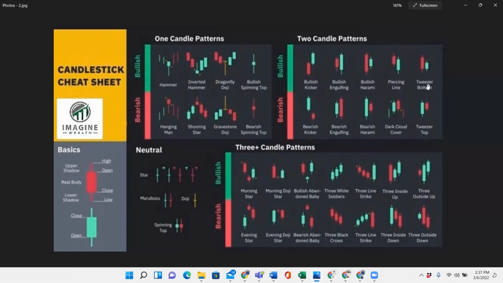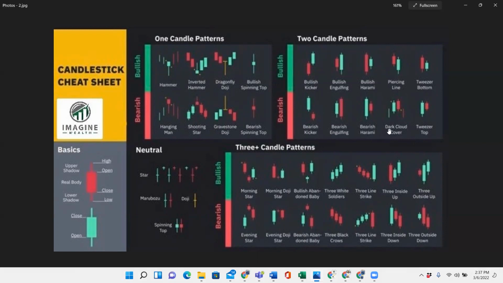We have the twisting top, bottom. So these are all bearish candle patterns for the 2 candle pattern. We have the bearish ones. Okay, we have the bearish kicker. We have the bearish engulfing. I also like to look and trade off of the bearish engulfings also too.